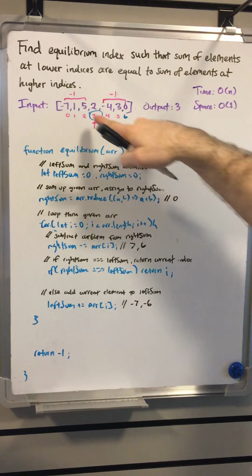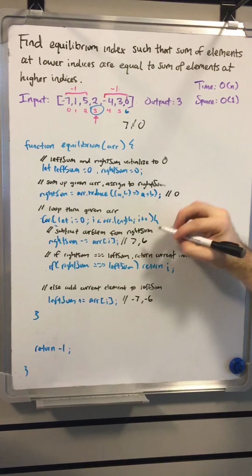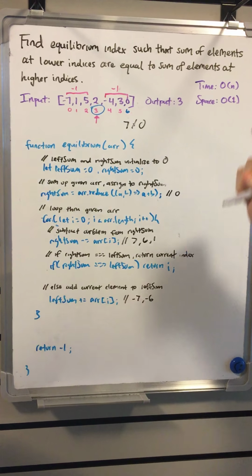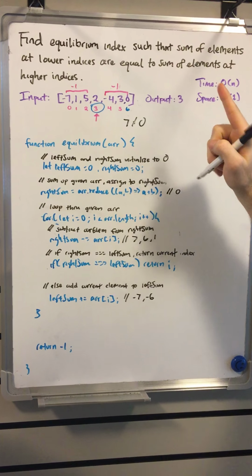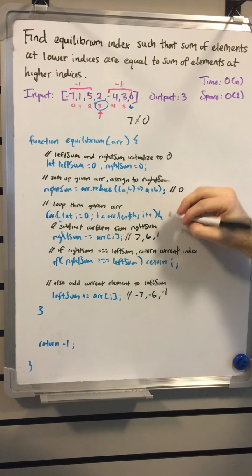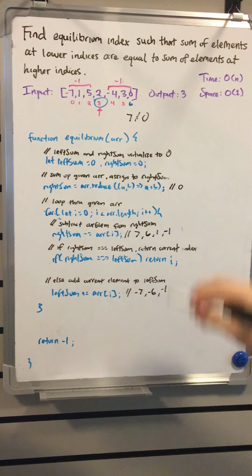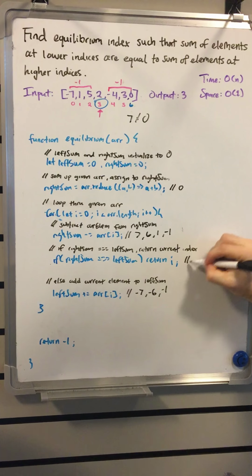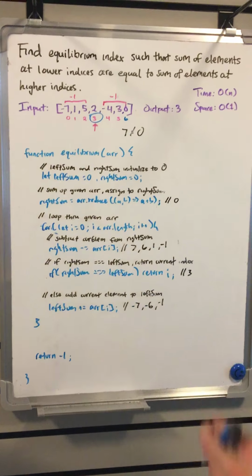So then we go back up, we take away 5 from 6, which gives us 1. We ask, is 1 equal to negative 6? No, it's not, so we add that 5 onto negative 6, which gives us negative 1. Go back up, we take 1 minus 2, which gives us negative 1. And then we ask, is negative 1 equal to negative 1? It is, so then we return 3, and that solves this problem.